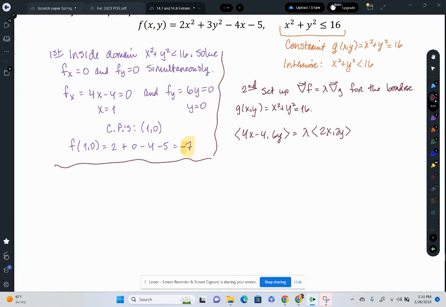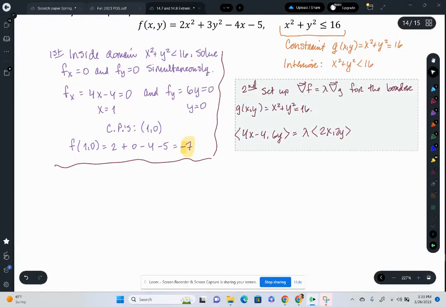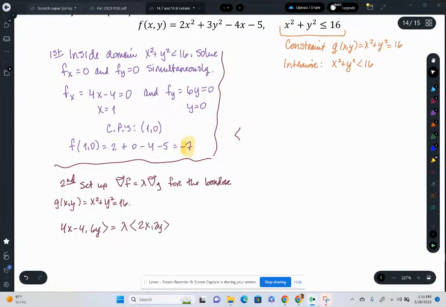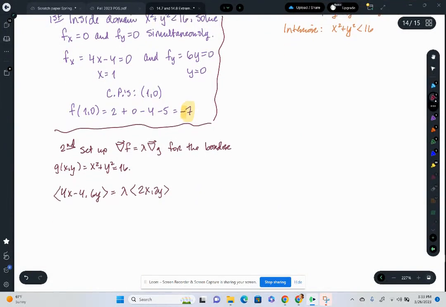Okay, so we've got, maybe I should just move this. I'm all about organization and not making things be in weird places, but okay, here we go. So I'll get my equations. The first one is 4x minus 4 is 2x lambda. And the second one is 6y is equal to 2y lambda. And the third one is our constraint, x squared plus y squared is equal to 16.